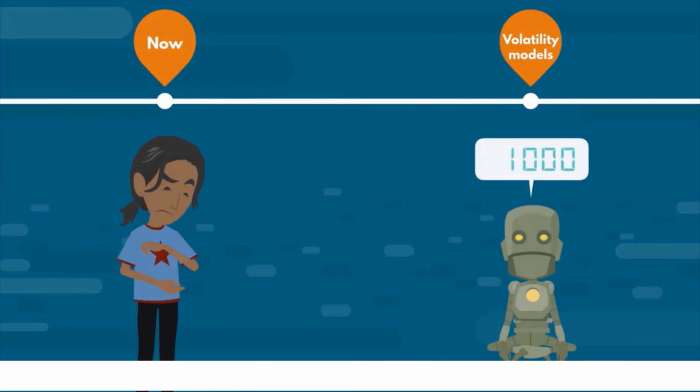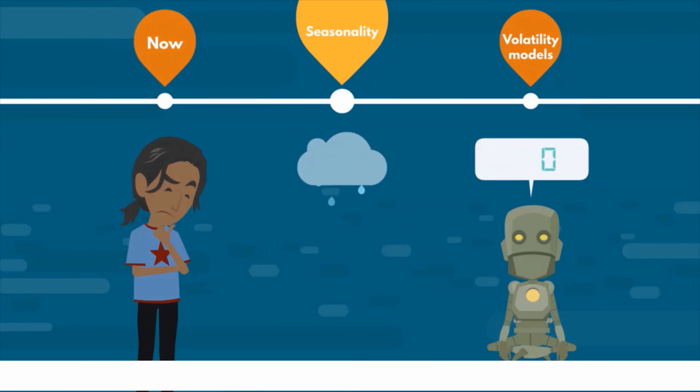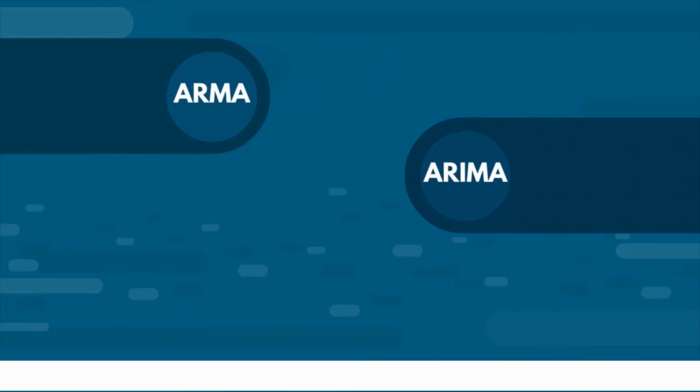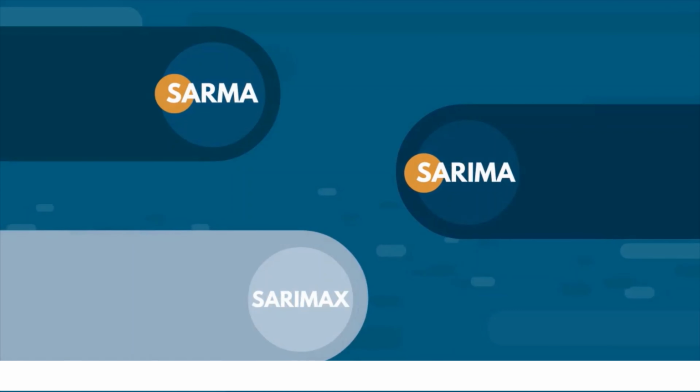Hello again. Before we move on to the volatility models, let's spend a few minutes on something we mentioned in the initial parts of the course: seasonality. Each of the models we examined so far, be it ARMA, ARIMA, or ARIMAX, has a seasonal equivalent. As you can probably suggest, the names for these counterparts will be SARMA, SARIMA, and SARIMAX, respectively, with the S representing the seasonal aspect.